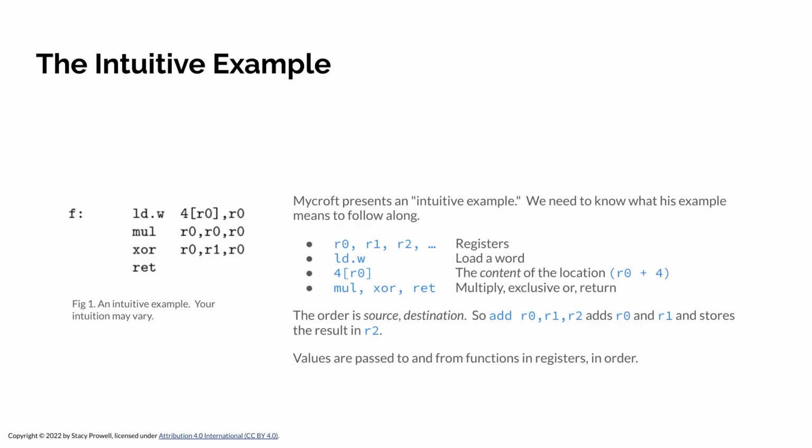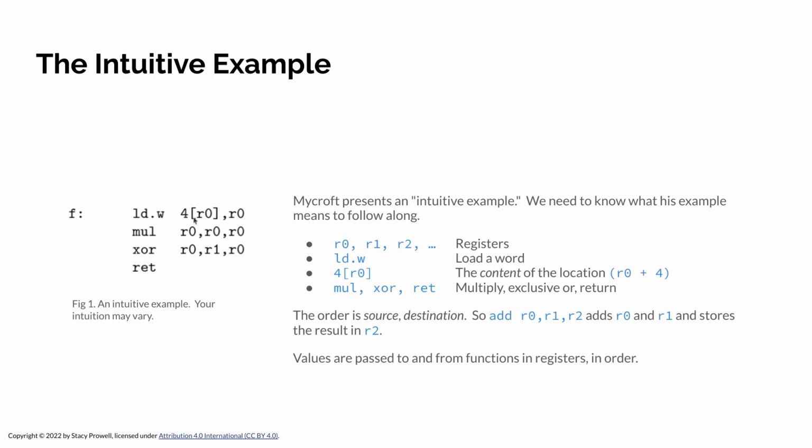So let's pick on one of those lines, and let's start from the bottom. Return is just return, and the return value goes in R0. Exclusive OR of R0 and R1: the first two are the arguments, the last one is the result. So I would take R0, exclusive OR it with R1, and store the result back in R0. For multiply, I'm multiplying R0 by itself and storing the result in R0. So this is squaring R0.